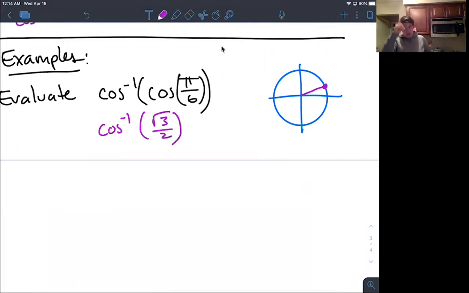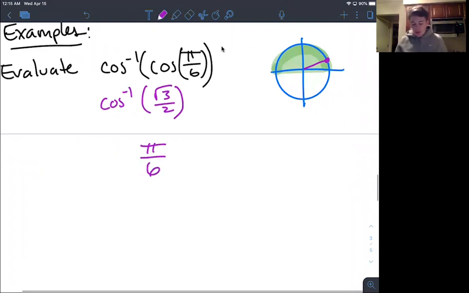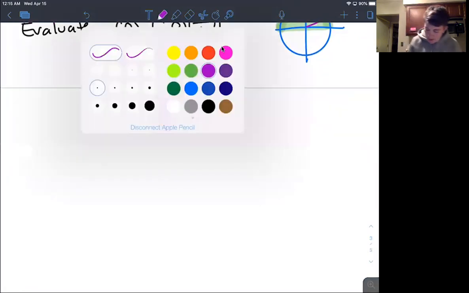Now, using what we just did above with all those principal values, we know that cosine has principal values from 0 to pi, right? So we have to make sure that whatever our answer is, it's between 0 and pi. In this case, it does happen to be just pi over 6. So that works out beautifully. Essentially, this inverse function and the original function cancel each other out, and we're left with just the input. It's not always that easy. Let me show you an example when it's not that easy.